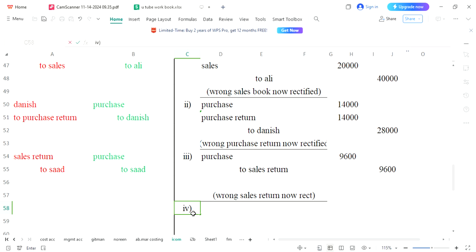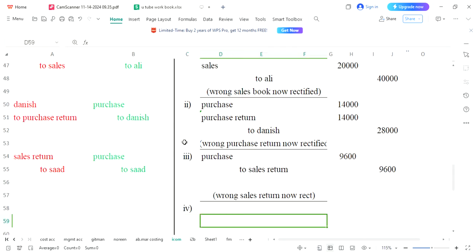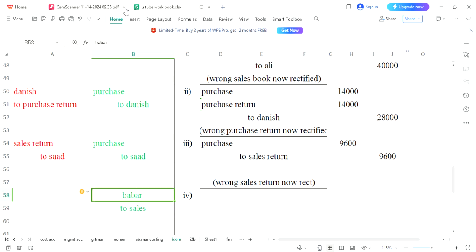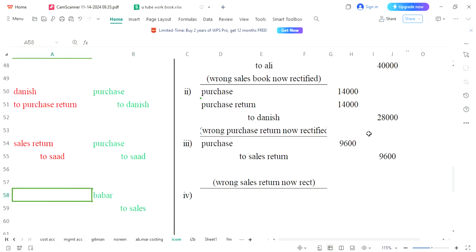Now we will see entry number 4. A sale of rupees 16,000 to Babar. So we have sold goods to Babar. First entry, Babar to sales. This was our original entry. We have sold our goods to Babar. So Babar to sale was the original entry. And what happened? Was wrongly passed through sales return book. Just like the above entry.